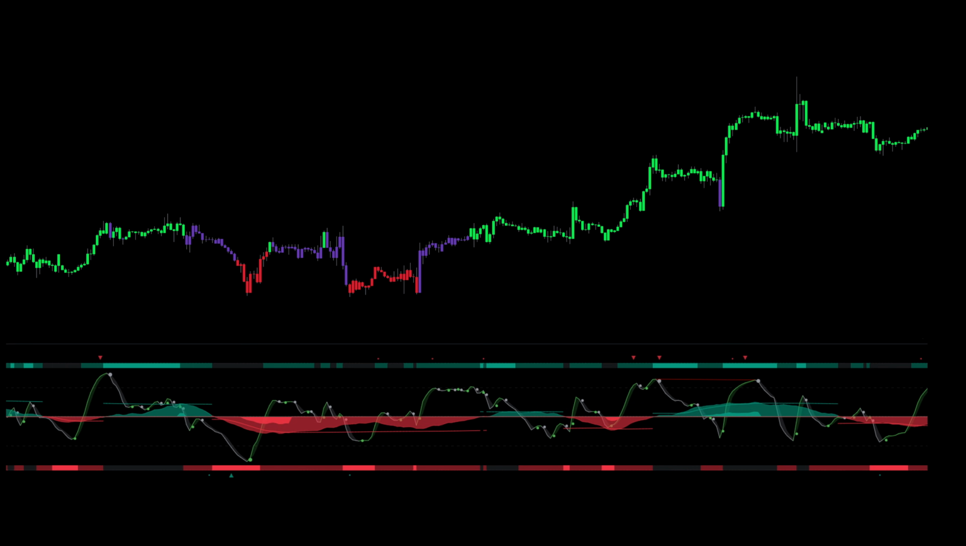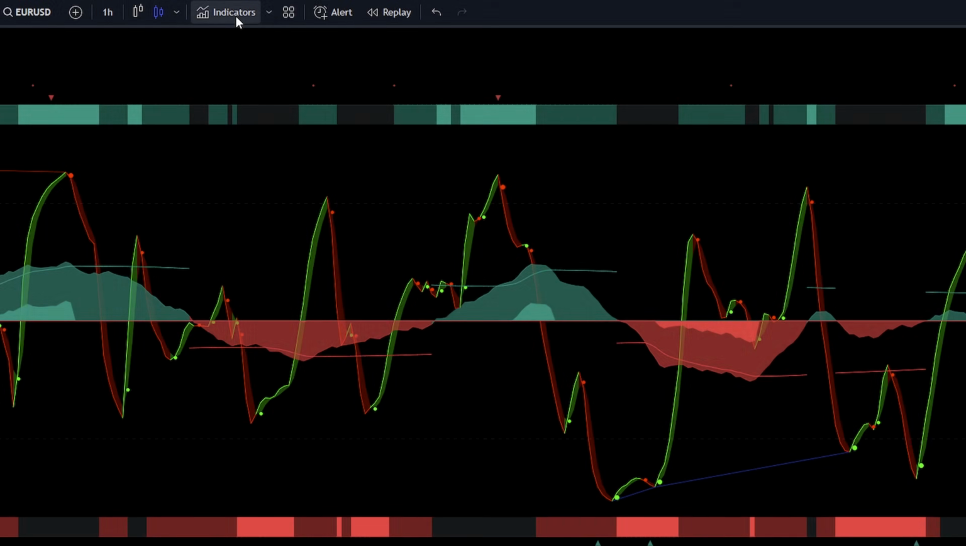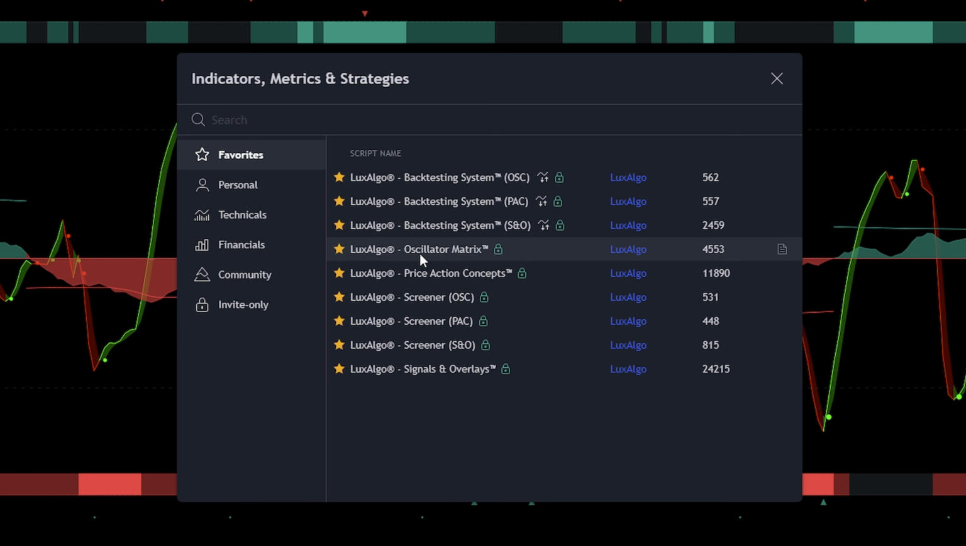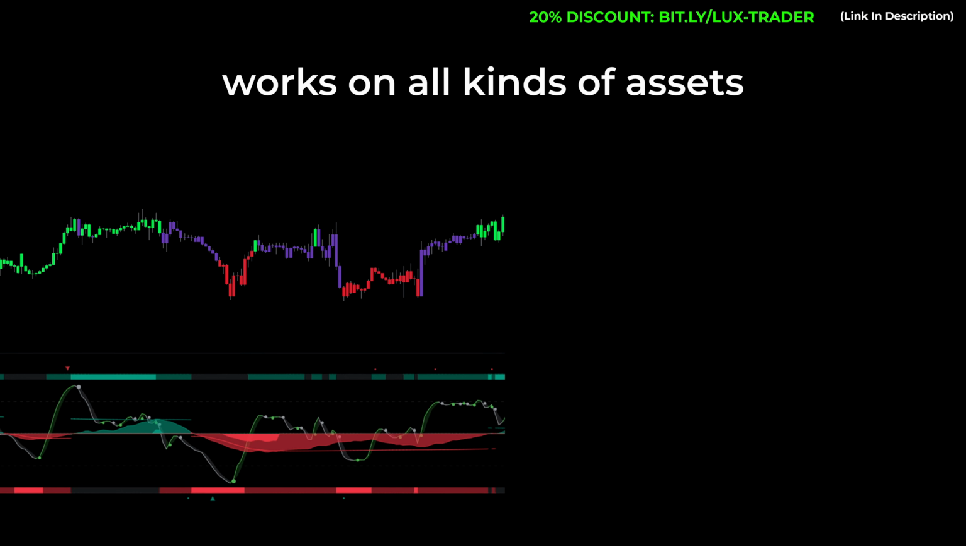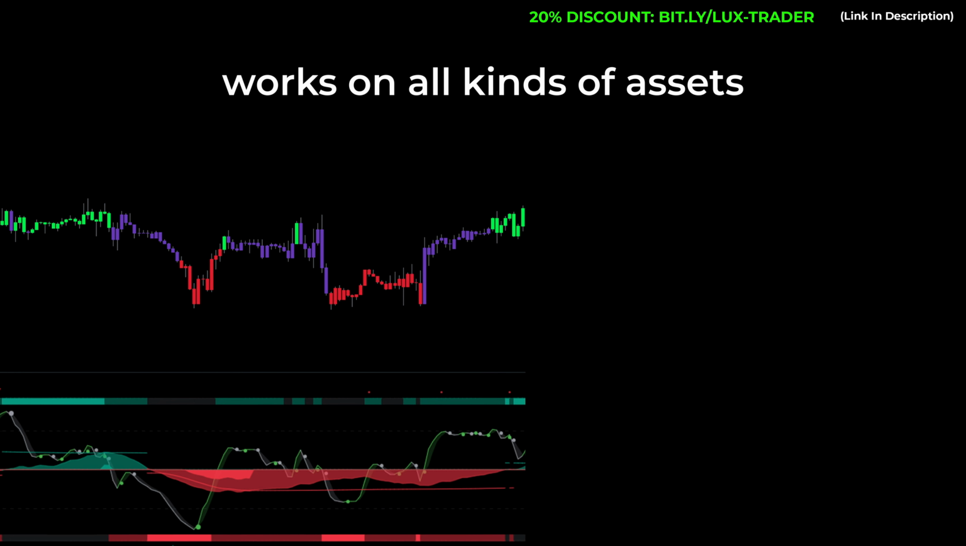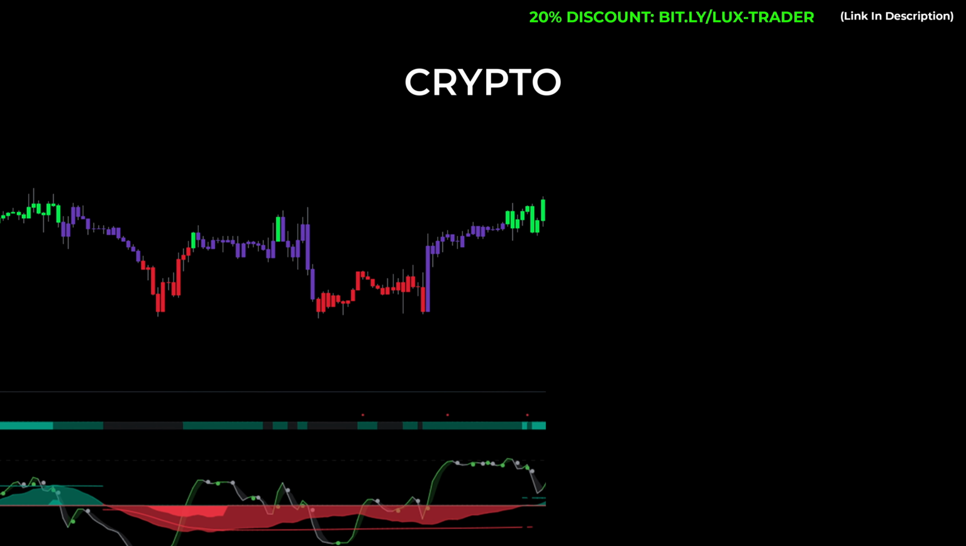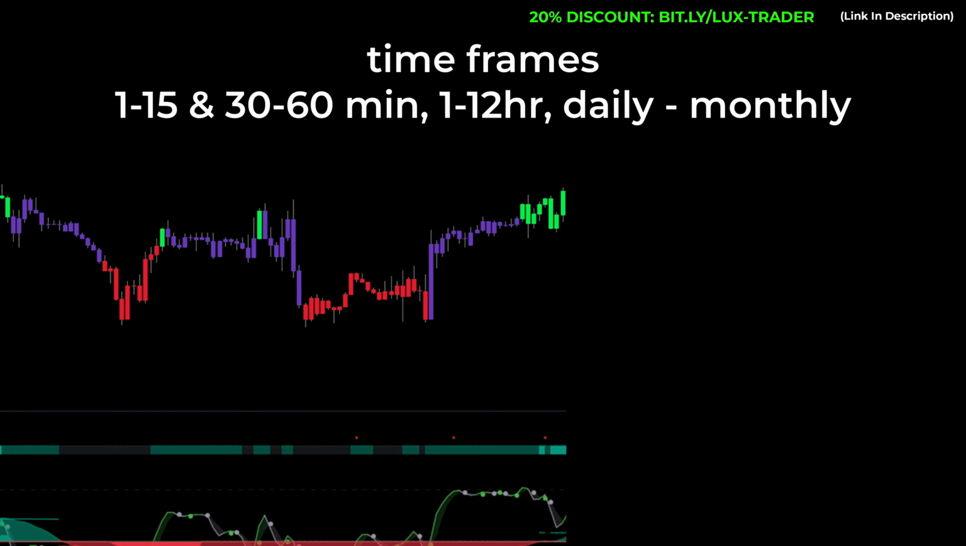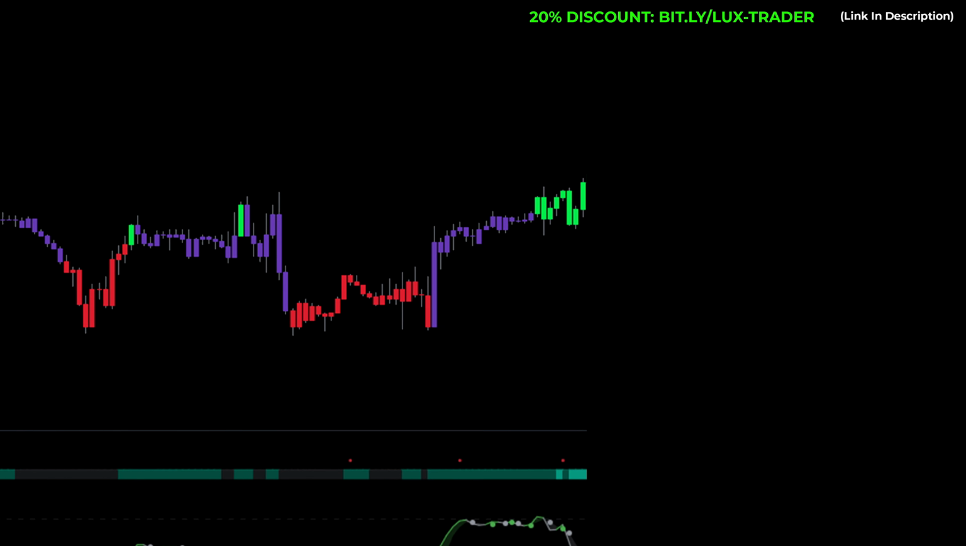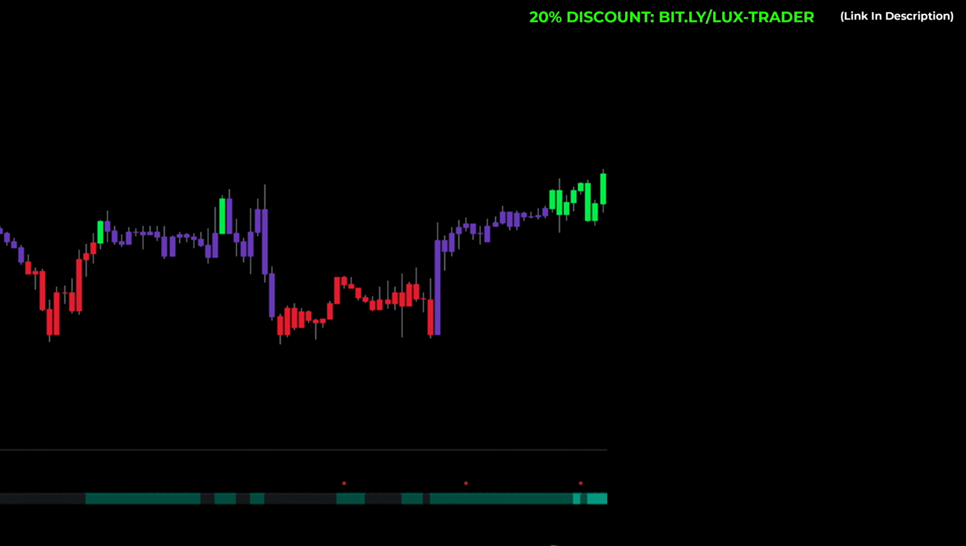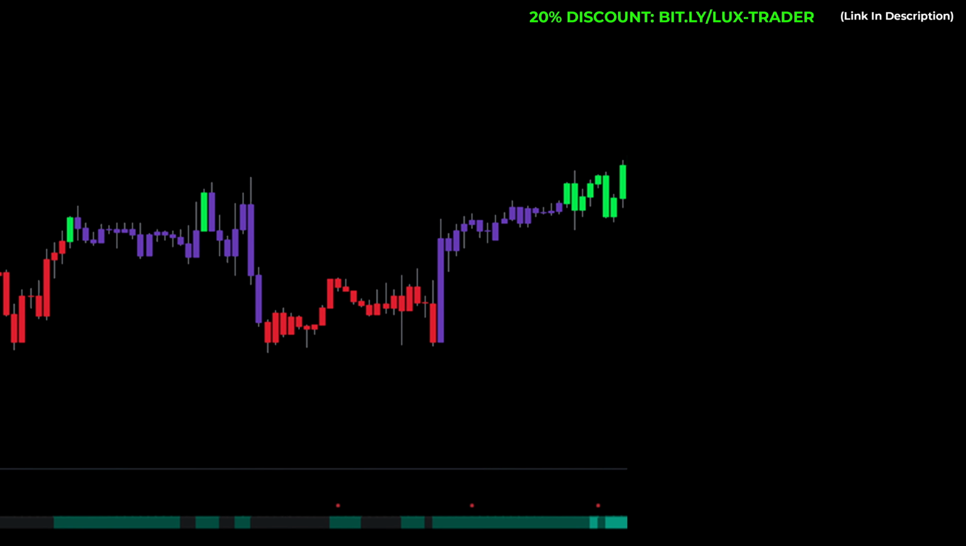To bring this game-changing indicator into play, simply go to the Indicators tab and search for LuxAlgo Oscillator Matrix and add it to your chart. By the way, this tool can be used with all kinds of assets, including stocks, currencies, and cryptocurrencies across different time frames. It works best in markets that have enough movement or volatility. Let's look at how to use this oscillator for entering a buy trade.